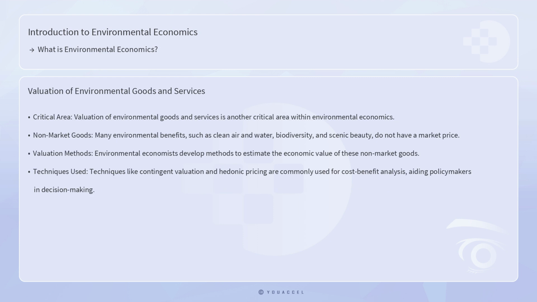Valuation of environmental goods and services is another critical area within environmental economics. Many environmental benefits, such as clean air and water, biodiversity, and scenic beauty, do not have a market price. Environmental economists develop methods to estimate the economic value of these non-market goods. Techniques like contingent valuation, which uses surveys to ask people their willingness to pay for specific environmental benefits, and hedonic pricing, which examines how environmental factors affect market prices, are commonly used. These valuation methods are essential for cost-benefit analysis, helping policymakers make informed decisions about environmental regulations and projects.